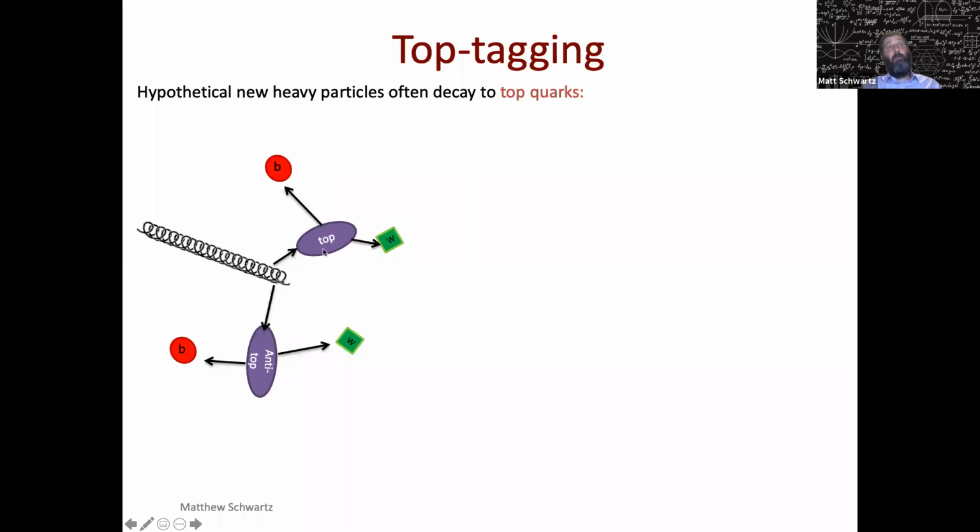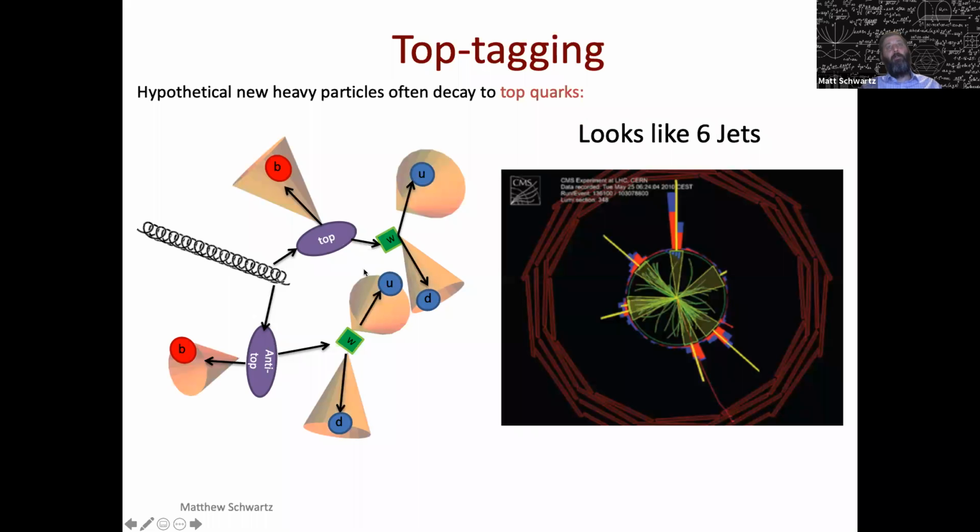And then these are just standard model particles, so they decay in the usual way to a bottom quark and a W boson. And then the W decays to an up and a down quark. And then as I explained before, each of these quarks show up as a jet. So this di-top event, or this heavy resonance decay, shows up in the detector as 6 jets. So here's an example of a CMS measurement that shows a 6-jet event. This is a candidate top event.